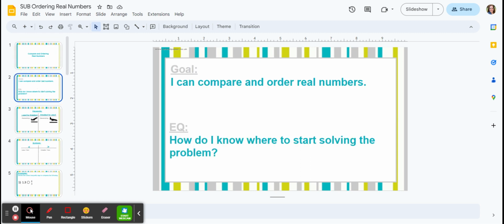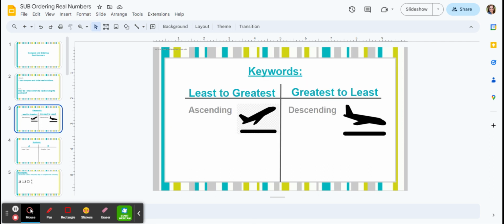You're going to be able to compare and order real numbers, and your essential question is how to know where to start when solving the problem. I want to make sure we understand some keywords: least to greatest, which is described as ascending, and greatest to least, which is descending. Think of an airplane going from the ground up into the air. That's ascending, from the lowest point to the highest point. Greatest to least means the highest point in the air all the way to the lowest point, which would be on the ground.